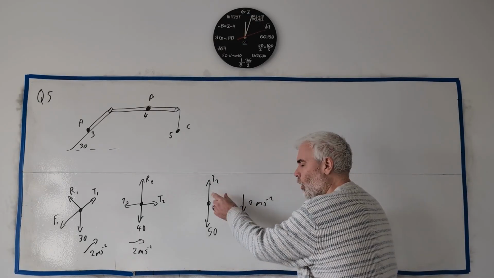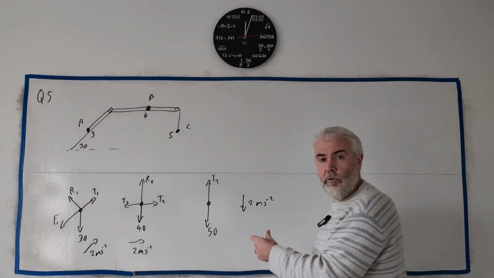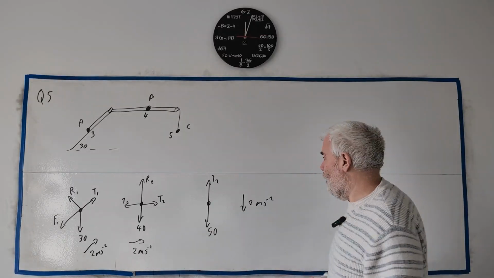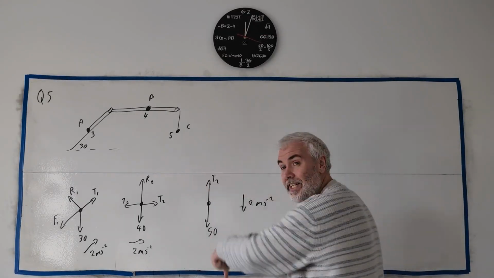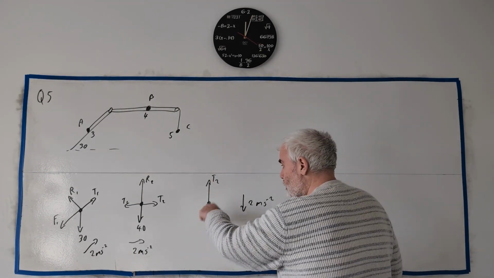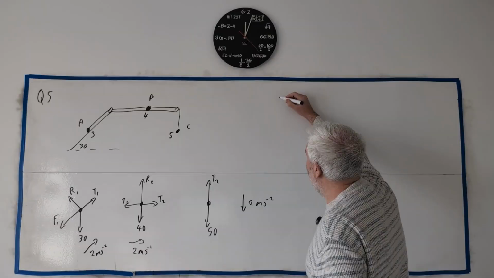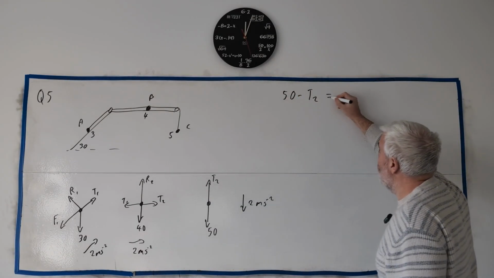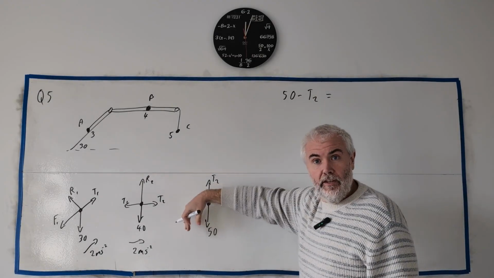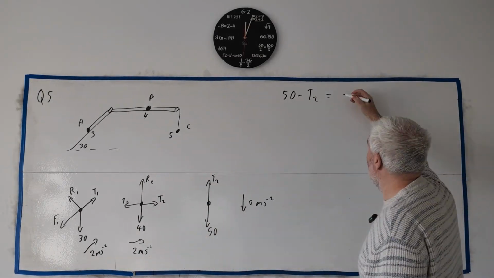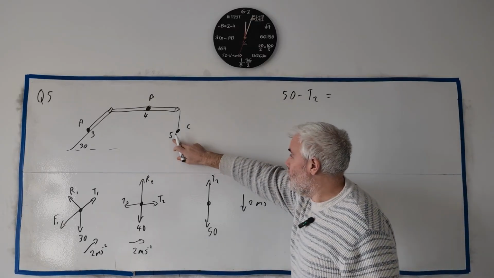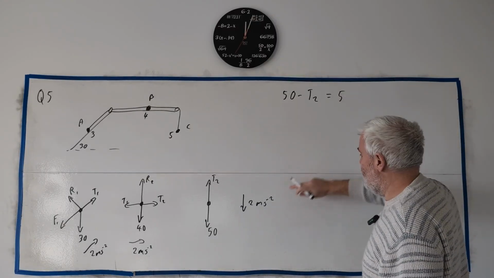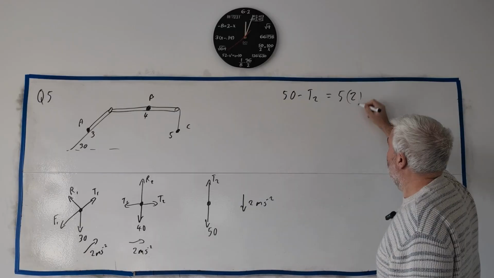That means the overall force involved here equals F equals ma. Remember we know this one's going down, so the overall force must be pushing it down. So 50 take away T2 must be the total force on this, and the total force must equal the mass, which is 5, times the acceleration, which is 2.